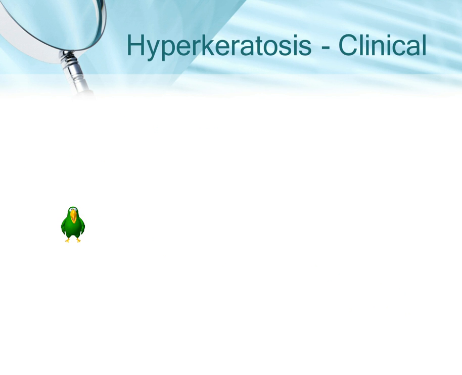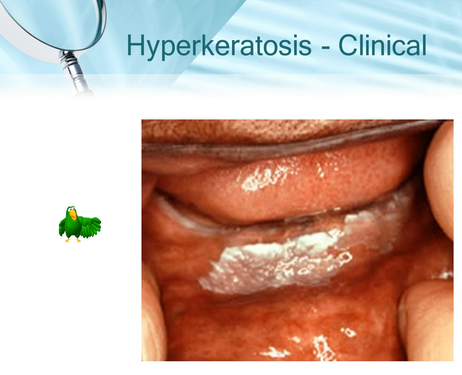So, let's take a look at a clinical image of hyperkeratosis. Hyperkeratosis can be found in any area that can be traumatized by chronic rubbing. Hyperkeratosis presents as a rough, white lesion that won't rub off when wiped.